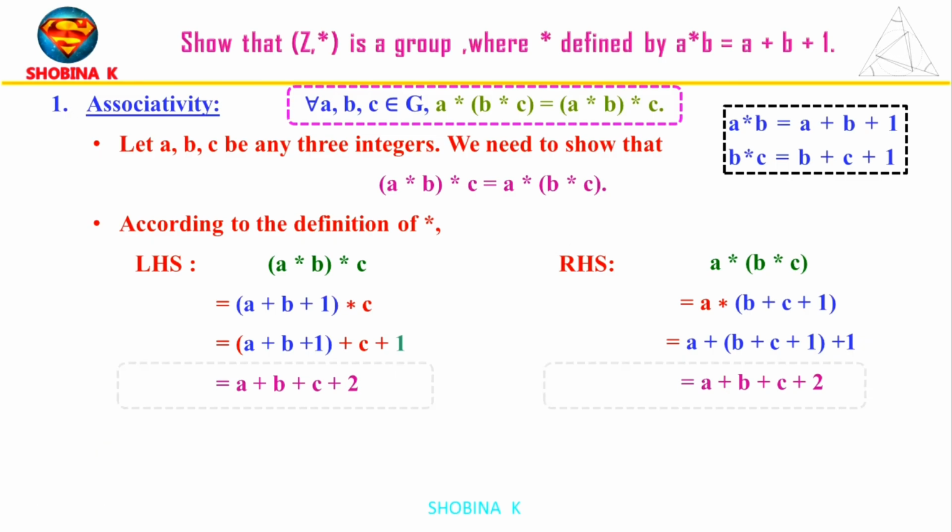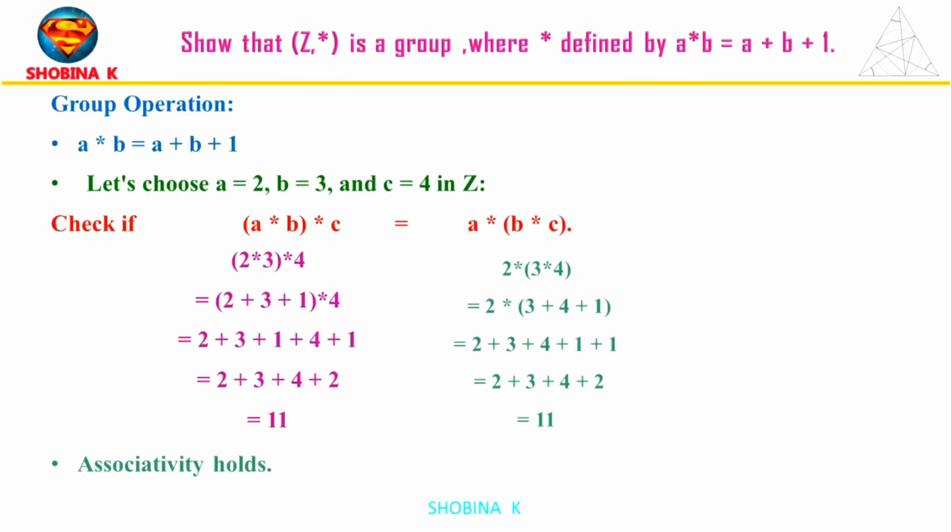Now let's provide values and evaluate the expressions to see whether they are equal. Let's take specific values for a, b and c, for example a = 2, b = 3 and c = 4. Now we can evaluate both sides of the associative property. For the left side, substitute the corresponding values for a, b and c, and similarly substitute the values on the right hand side. Both side values are equal, and it confirms the associativity property for the operation * defined as a * b = a + b + 1.